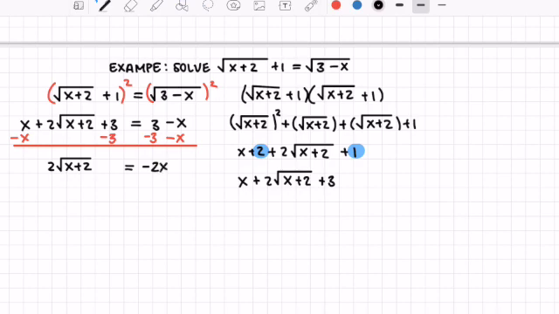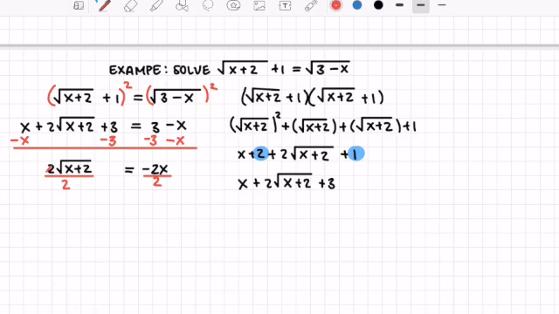From there, I can divide both sides by 2, and that will get rid of the 2 on the square root here. And we're left with the square root of x plus 2 equals negative x. Once I do that, I can finally get rid of this square root, so I'll square both sides. And I'm left with x plus 2 equaling x squared.